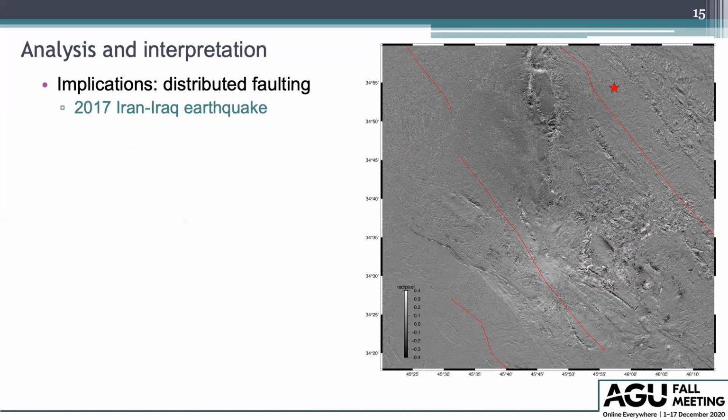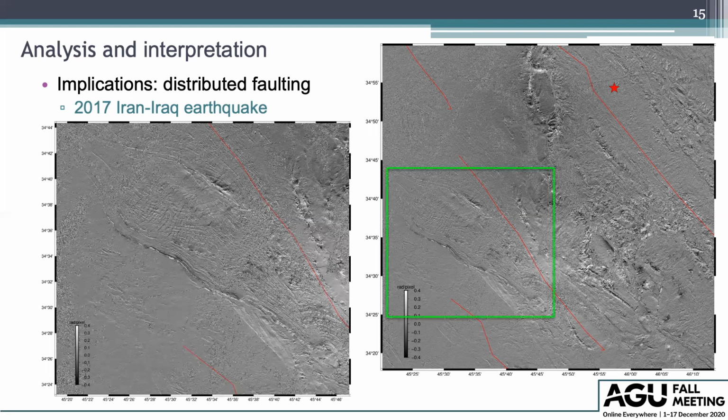Another example is the 2017 Iran-Iraq earthquake, which is a thrust event. Over the epicentral area, again, a lot of surface fractures are discovered. You could find some really prominent ones like this one, and over here, and over here. The red lines are previously marked faults. If you zoom into this area, things are becoming really interesting.